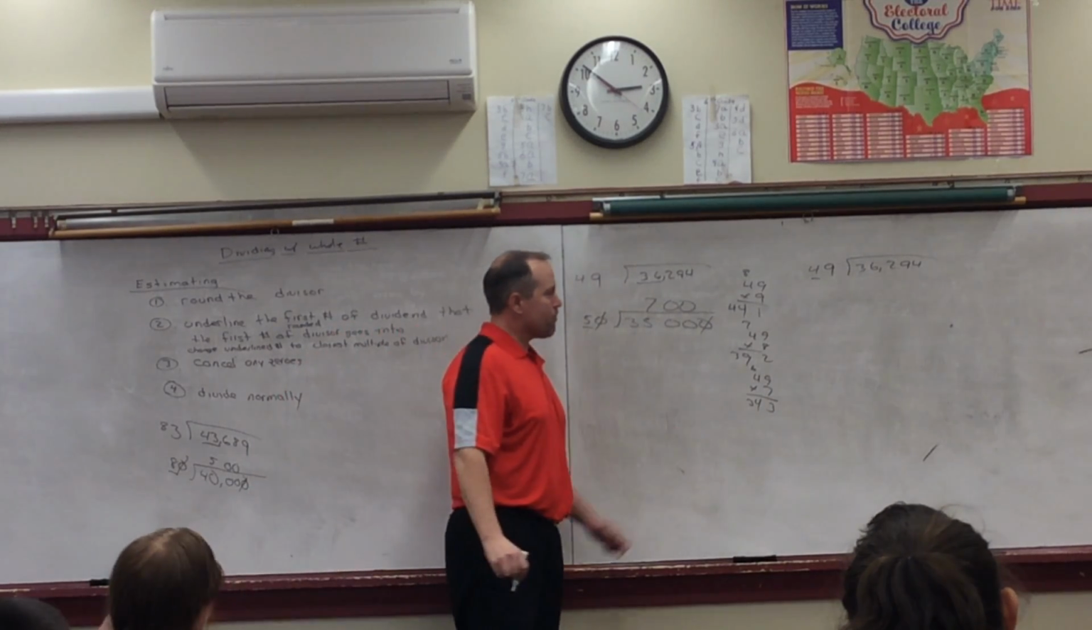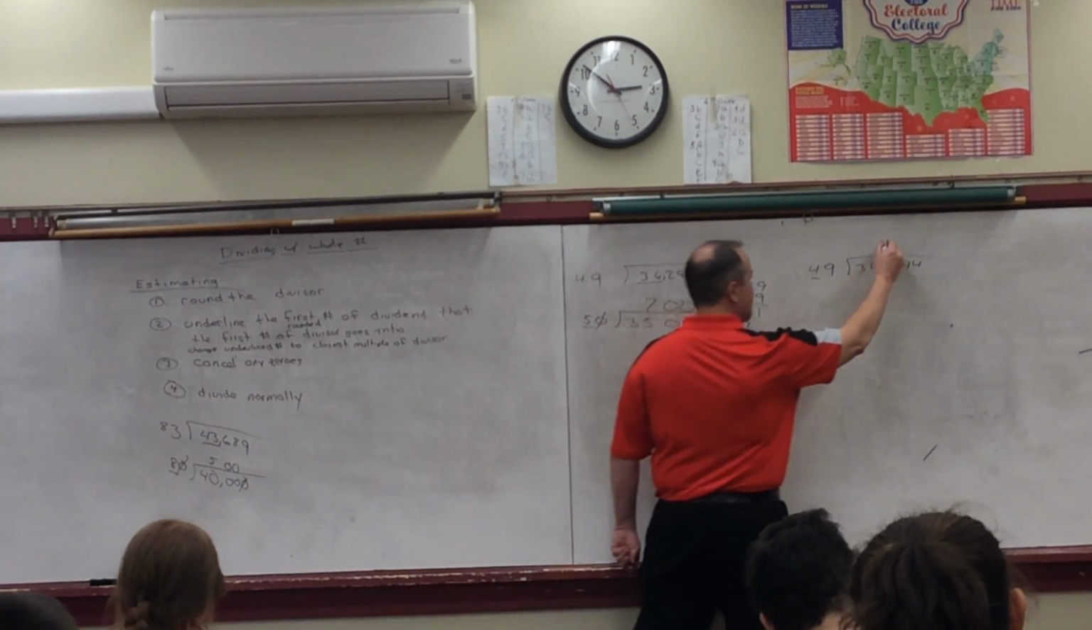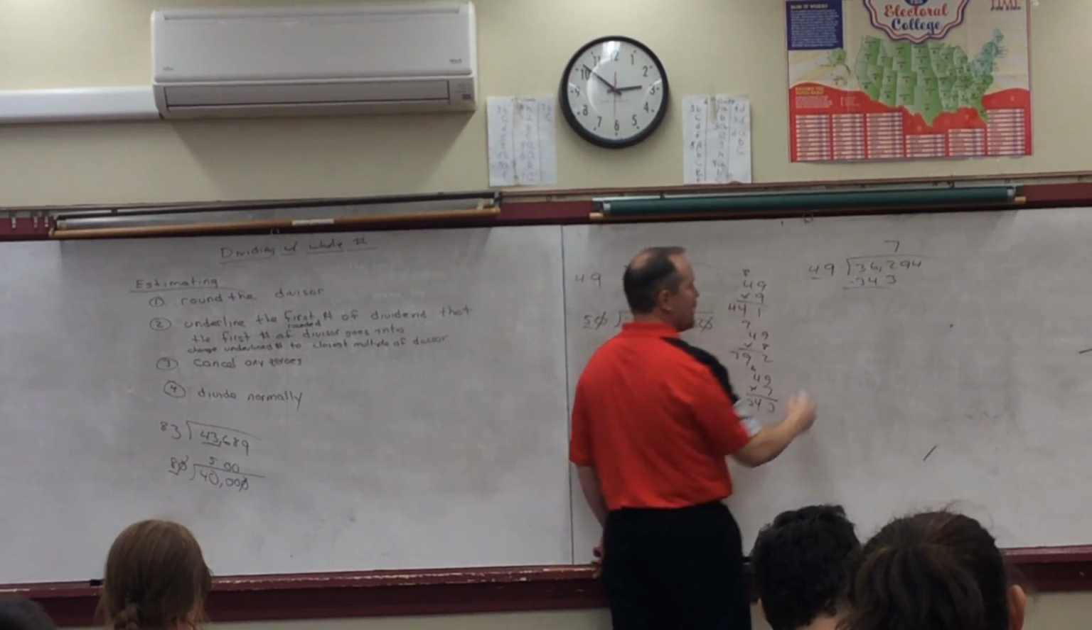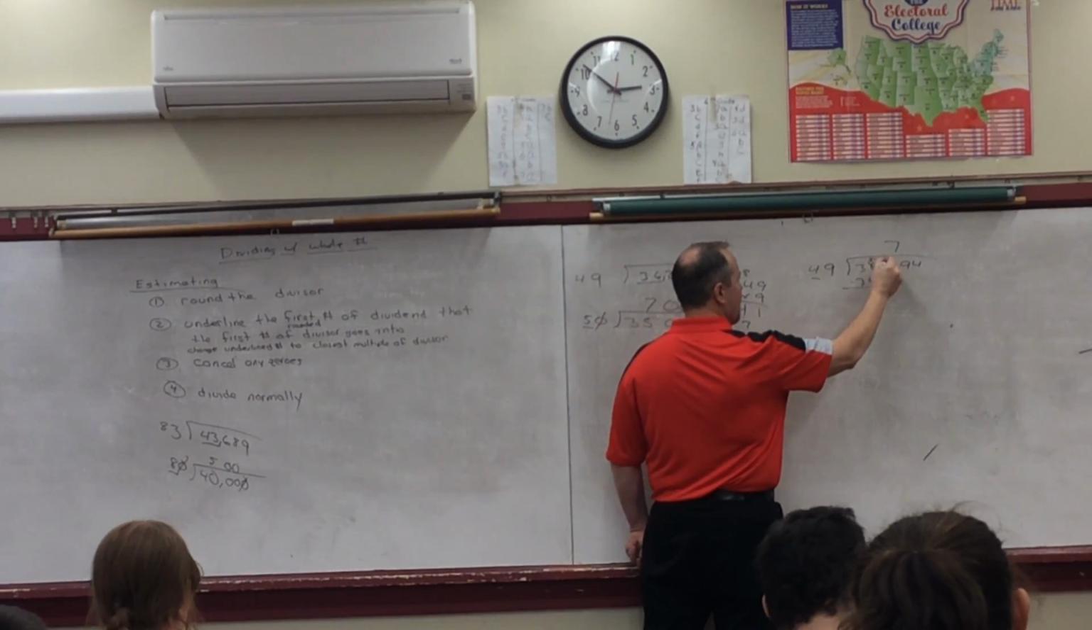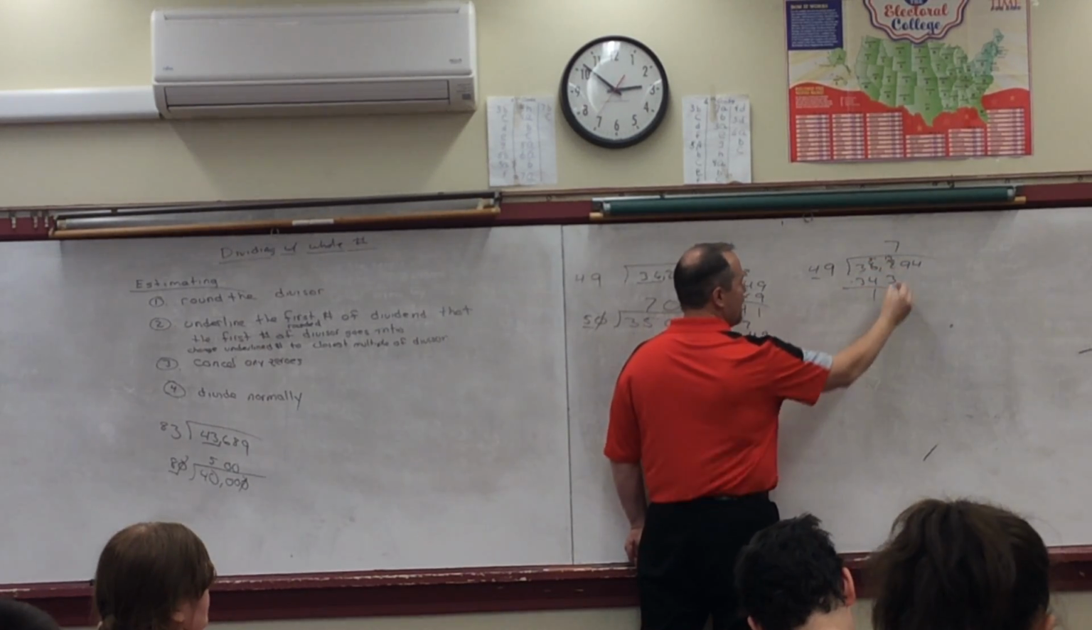Where did that 7 go? Above the 2. It goes above the 2. 7 times 49 is 343. I subtract. 2 minus 3 I can't do. Borrow from the 6 makes it a 5, makes that 2 a 12. 12 minus 3 is 9. 5 minus 4 is 1. I bring down the 9.